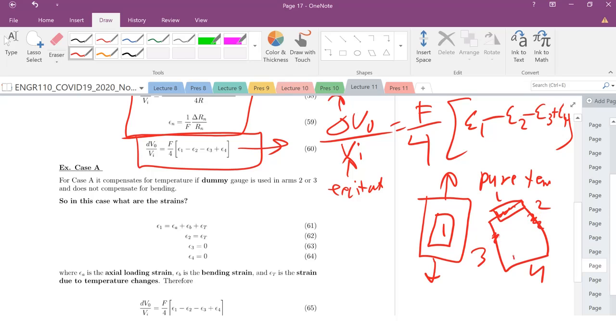Just resistor, resistor, resistor. So if I have resistors in 2, 3, and 4, I'm not pulling on those resistors, right? They're just stuck in my circuit. So those wires aren't being pulled on. They're not changing. So my epsilon 2 is equal to 0, my epsilon 3 is equal to 0, and my epsilon 4 is also equal to 0. What's the strain in 1?